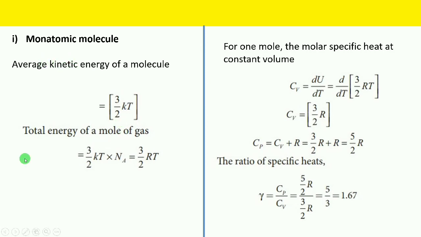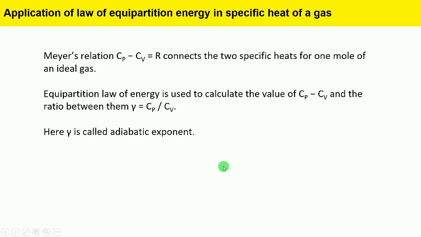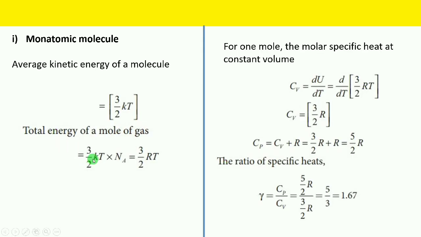For monoatomic gas, the internal energy is 3 by 2 RT, as we already considered in the table. In terms of the gas constant, it is 3 by 2 RT, or in terms of the Boltzmann constant, it is 3 by 2 kT into Na, where Na is Avogadro's number, T is the absolute temperature, and k is the Boltzmann constant. But simply we write it in terms of the gas constant. Skipping this step, we directly write the internal energy for monoatomic gas as 3 by 2 RT.